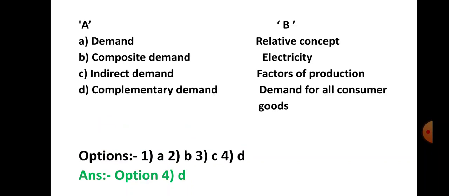Now let us see the next example. Here again four pairs are given. You have to identify the wrong pair. Three pairs are correct here and only one pair is wrong, that you have to identify. Let us see the first pair, demand, relative concept, that is correct. Composite demand, electricity, that is also correct. Indirect demand, factors of production, that is also correct. Complementary demand, demand for all consumer goods, that is the wrong pair here. So here four options are given, 1A, 2B, 3C, 4D, and the answer is option number 4, that is D, the wrong pair.